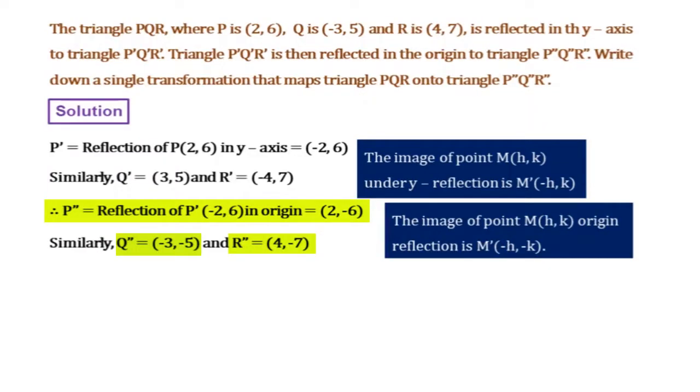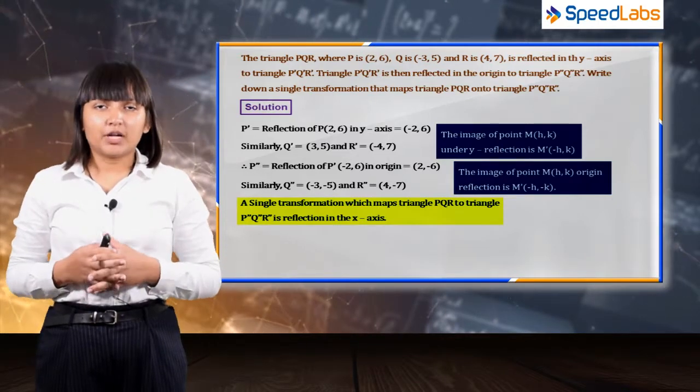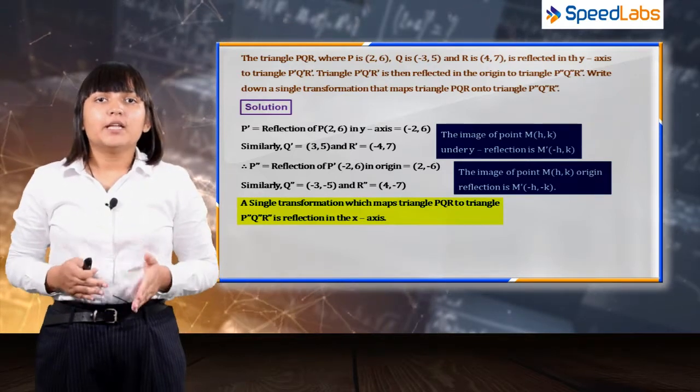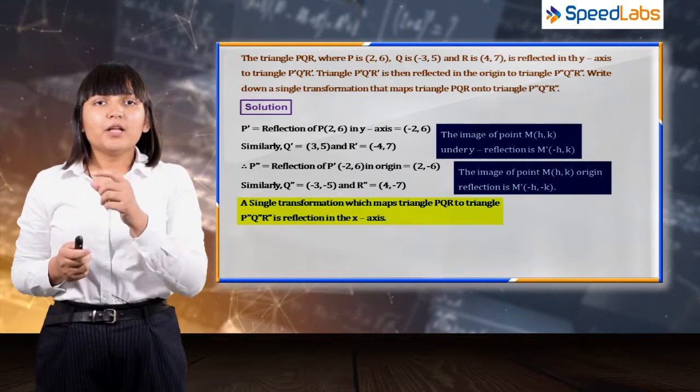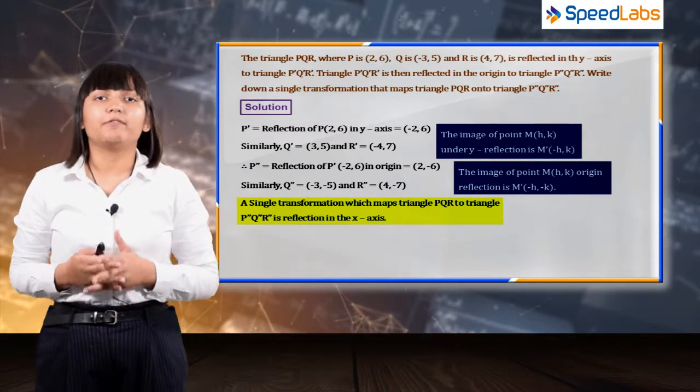We have obtained the coordinates of P dash, Q dash, R dash and P double dash, Q double dash, R double dash. Now the question asks: if we have to do the reflection of points P, Q and R only once, and we have to obtain the reflection as P double dash, Q double dash and R double dash, then which line should we reflect in?